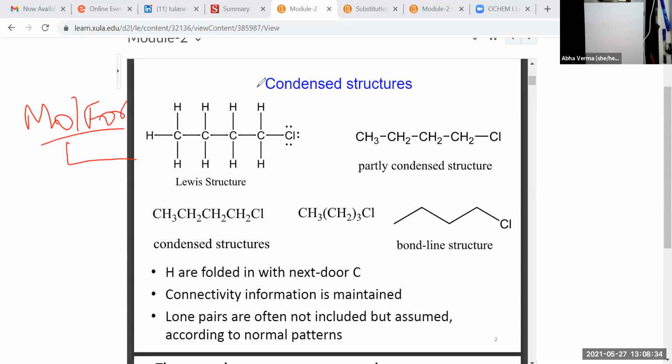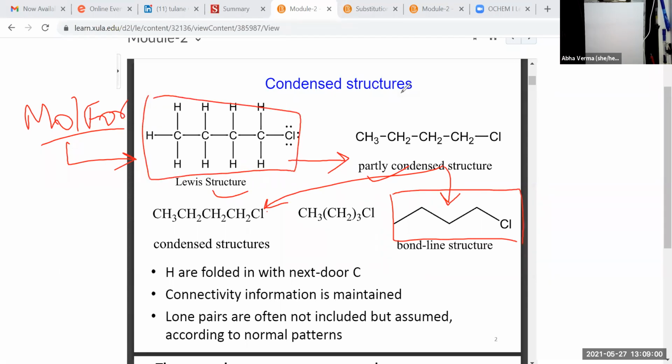you will do the usual to figure out your Lewis structure. And then you can write a partly condensed structure. And then you write the condensed structure. Or if you don't want to go to a condensed structure, you can do the bond line structure also. Now, what is this bond line structure that I'm talking to you about? First of all, this is not the square kind of structure that we have usually seen, especially in our module 1. So far, we were just writing our carbons flat out.